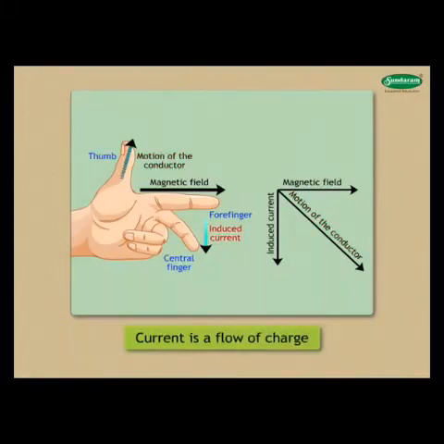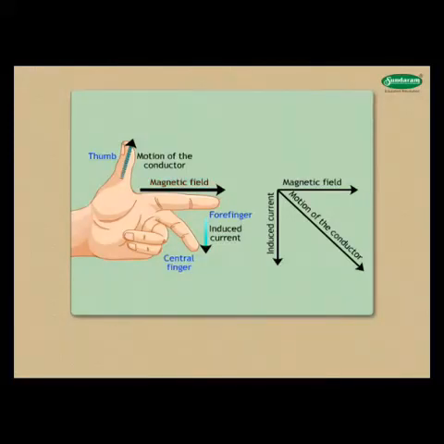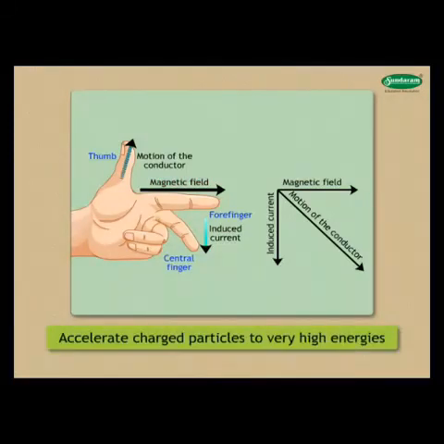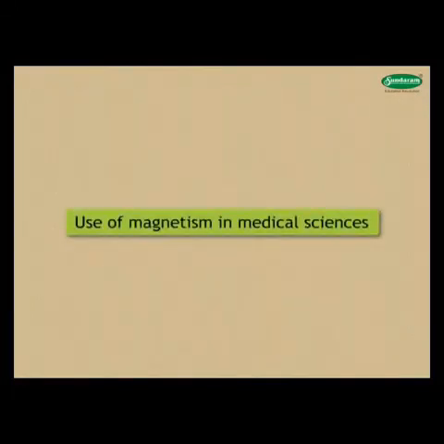Current is a flow of charge. This means that moving charges in a magnetic field would experience a force. This property is used to accelerate charged particles to very high energies. These high energies of the particles are used to study the structure of matter. Let us look at the use of magnetism in medical sciences.